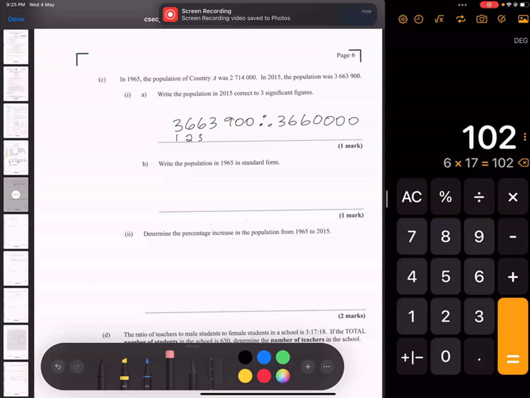All right, so question B, which is part B of C that we're doing. Write the population in 1965 in standard form. So let's identify which number is being referred to in 1965. 2,714,000. So let's rewrite that so that we have access to it down below.